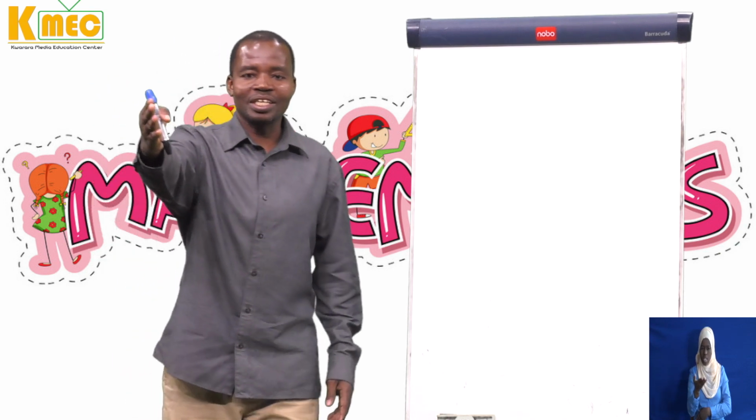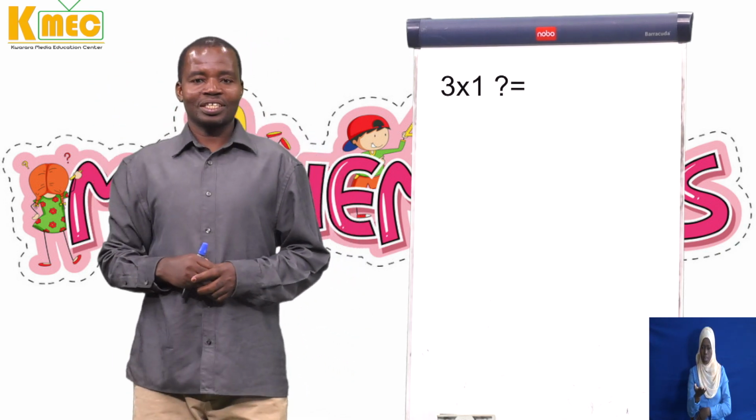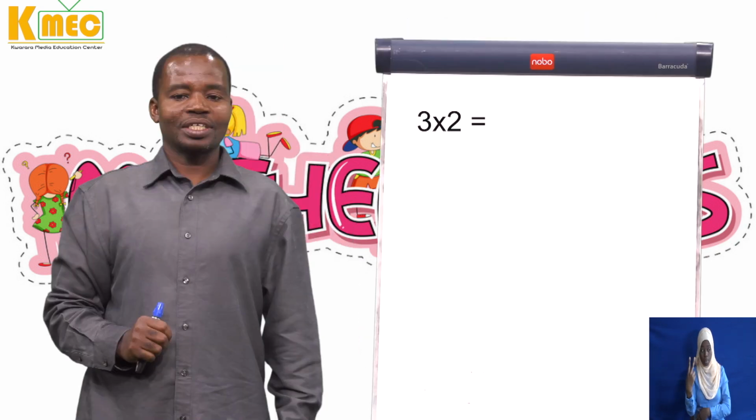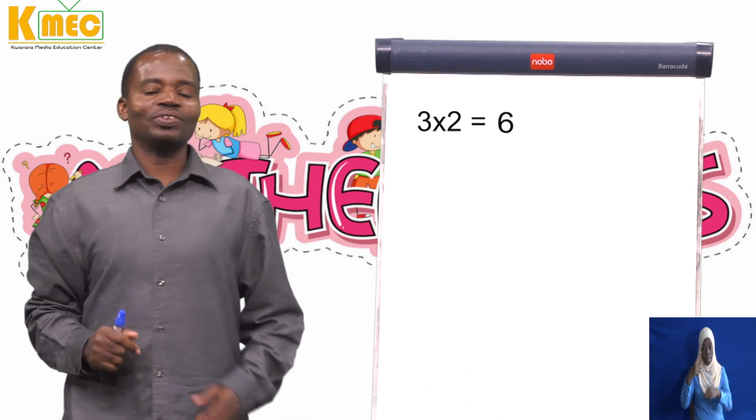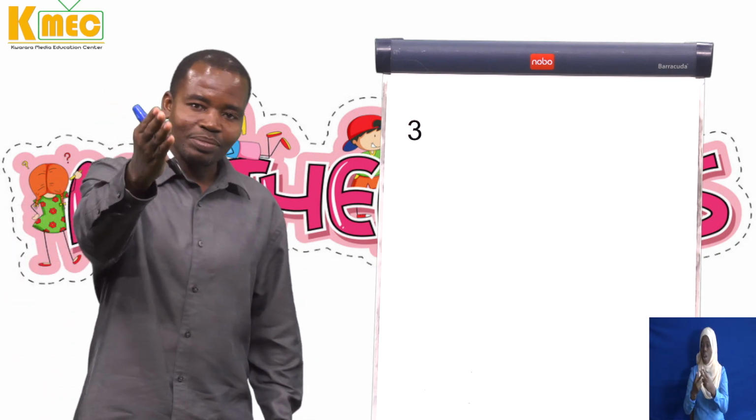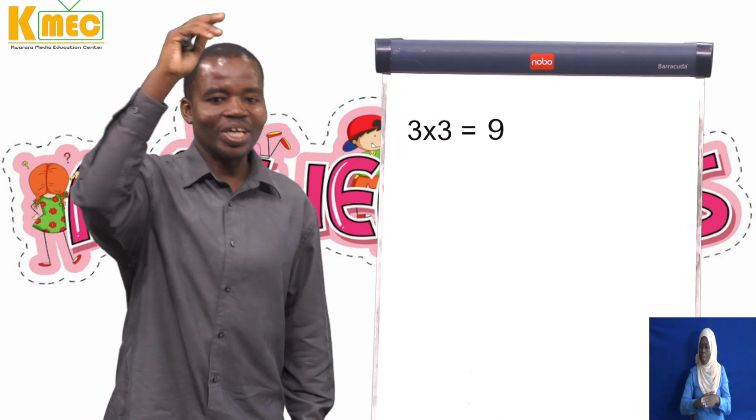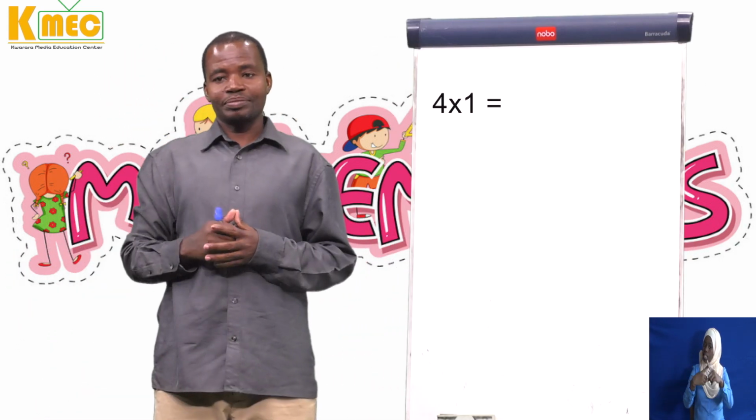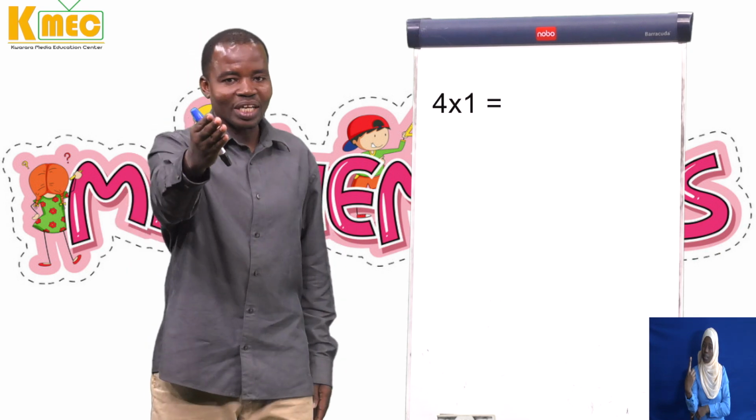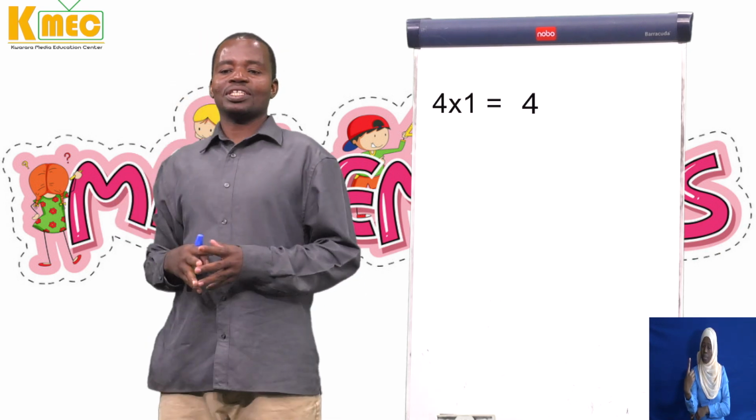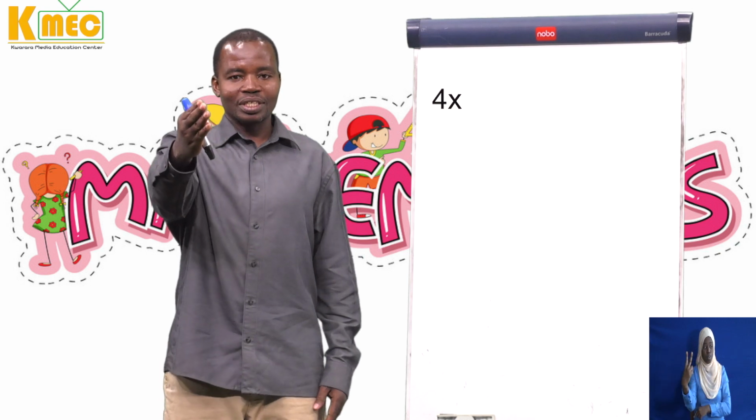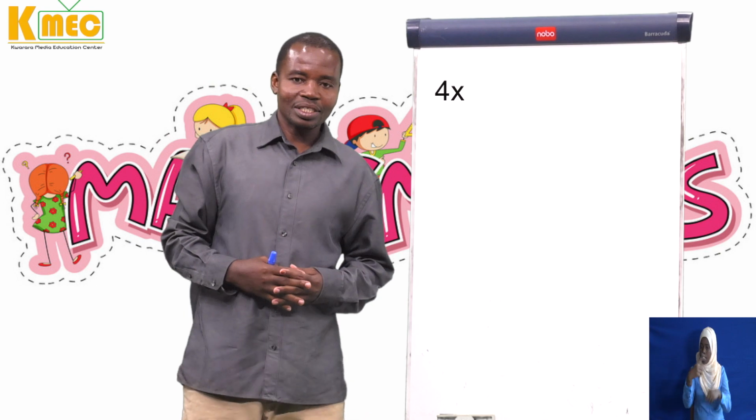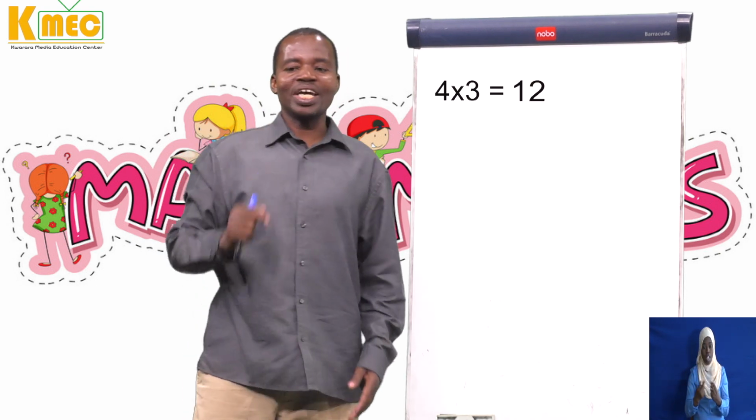So, what is 3 times 1? 3. Very good. 3 times 2? It is 6. Very good. And what is 3 times 3? 9. Very good. And what is 4 times 1? Good, it is 4. 4 times 2? It is 8. Very good. And 4 times 3? 12. Very good.